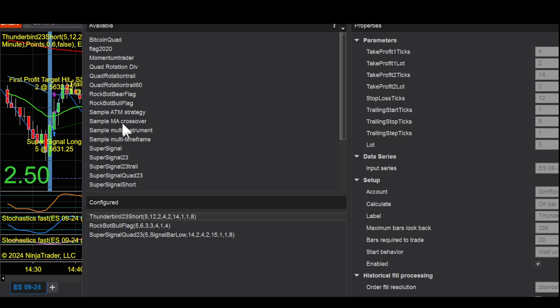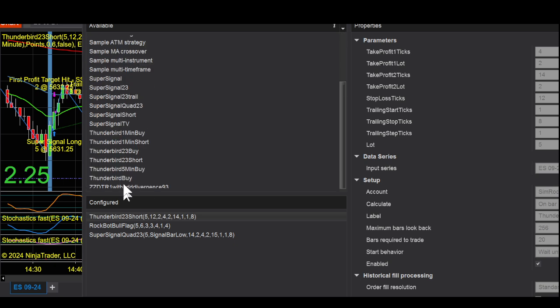So you have the flag. So you're going to have the RockBot bear flag. You're going to have the RockBot bull flag. You're going to have the quad rotation trail 60. And you're going to have the Super Signal 23. And then you're going to have the Thunderbird buy and the Thunderbird 23 buy and a Thunderbird 23 short. And you'll have all those scripts. And when you want to activate one, like I have them all activated here, these are the ones I have activated, you drag it down.